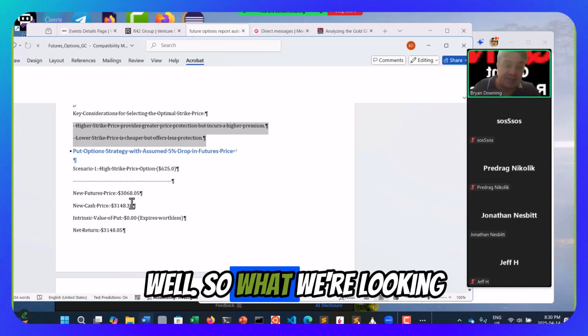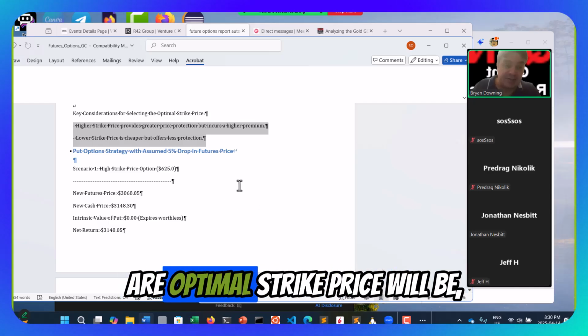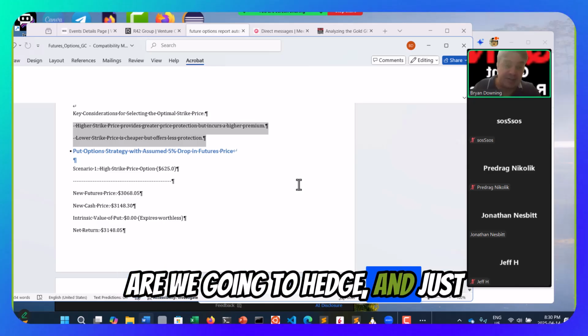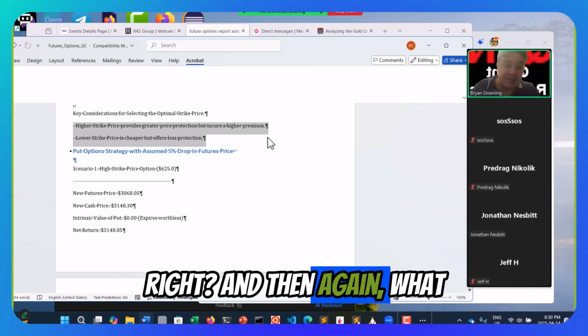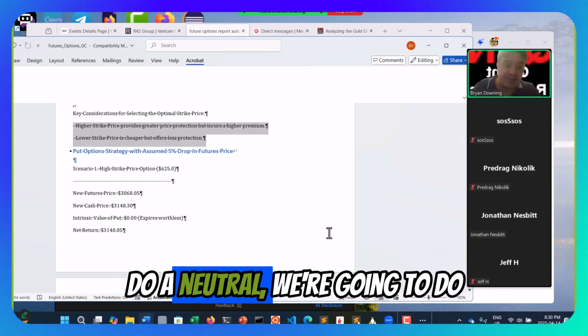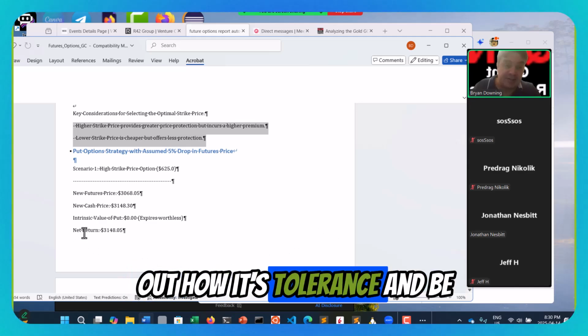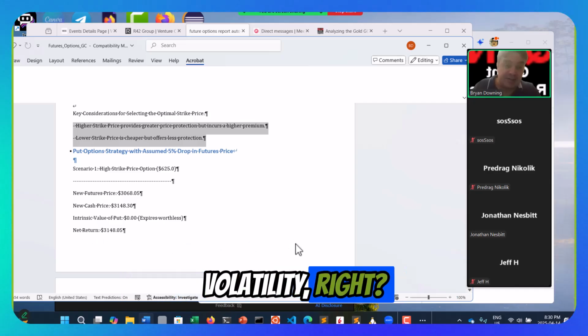So what we're looking for is we're trying to minimize our risk. That's the floor price, and be able to figure out what our optimal strike price will be. And are we going to arbitrage? Are we going to hedge and just have our head eventually explode, right? And then again, what kind of options combination are we going to use? We're going to do a bearish, we're going to do a neutral, or whatever you want, and figure out a risk tolerance, and be able to calculate also with the volatility.